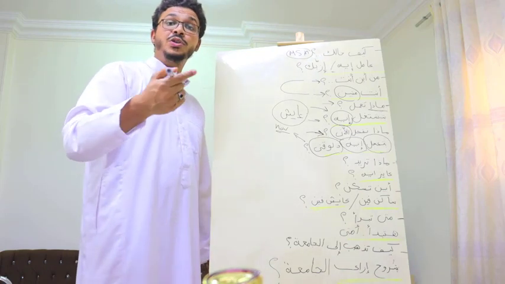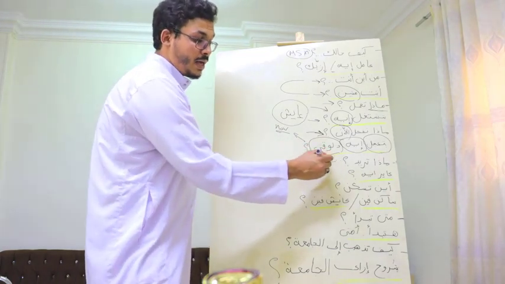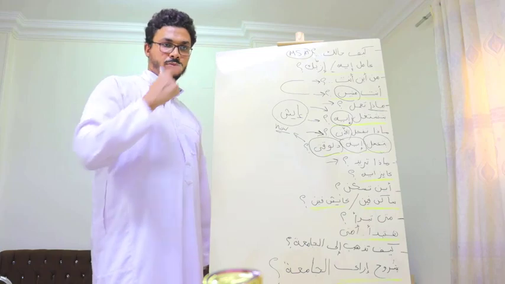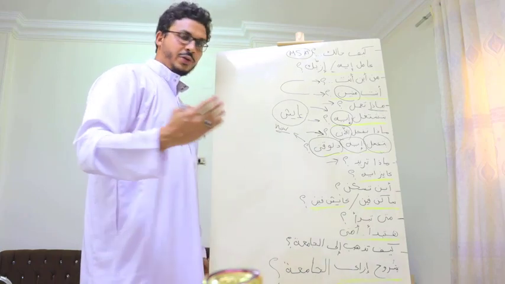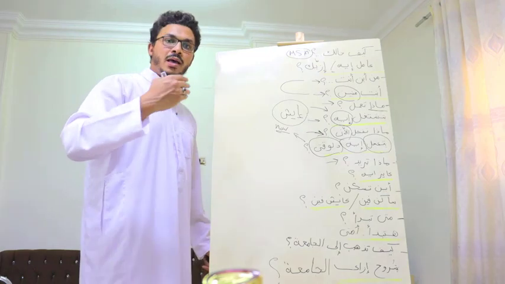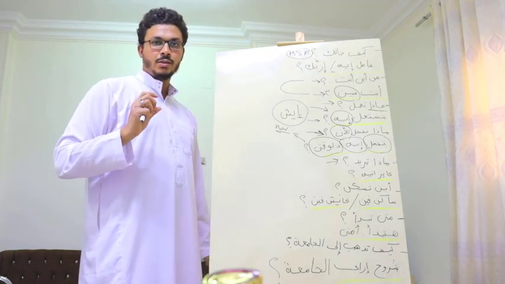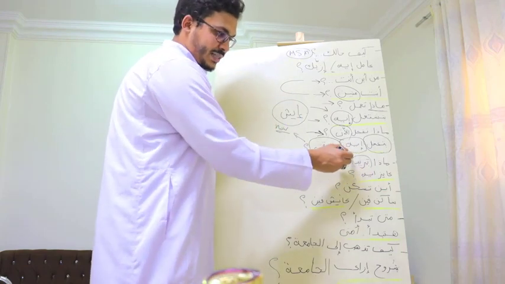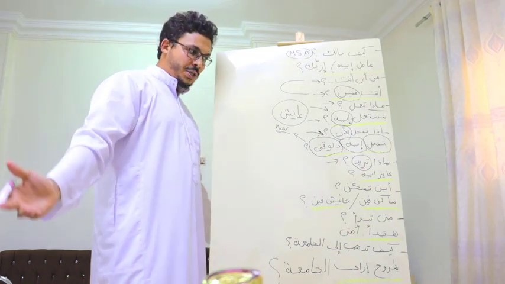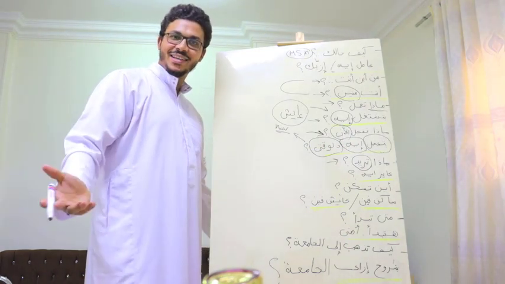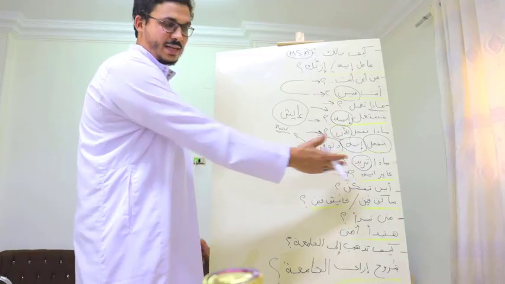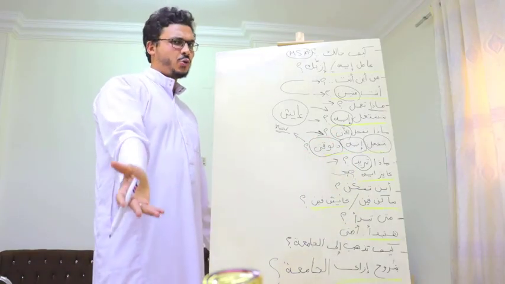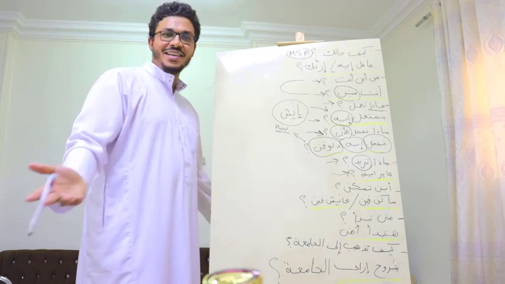How do you say what do you want? ماذا تريد؟ If you're asking a man. If you're asking a female, ماذا تريدين؟ Alright. تريد is a verb in Standard Arabic. What about Egyptian Arabic? عايز ايه? What do you want? Look at how smooth is this phrase. عايز ايه? Or عايزة ايه if you're talking to a female. Easy as easy.